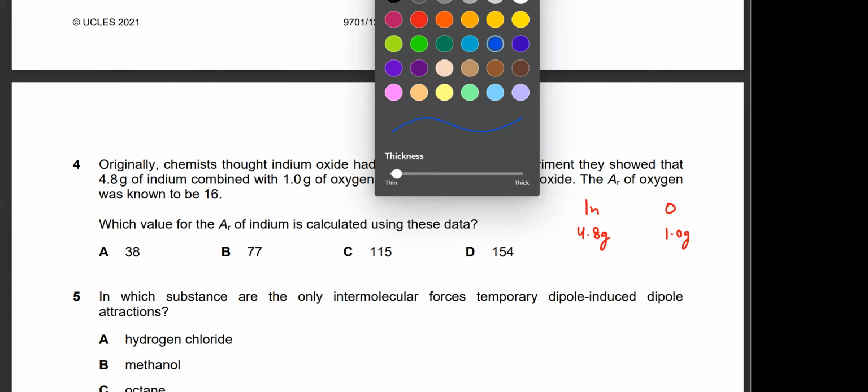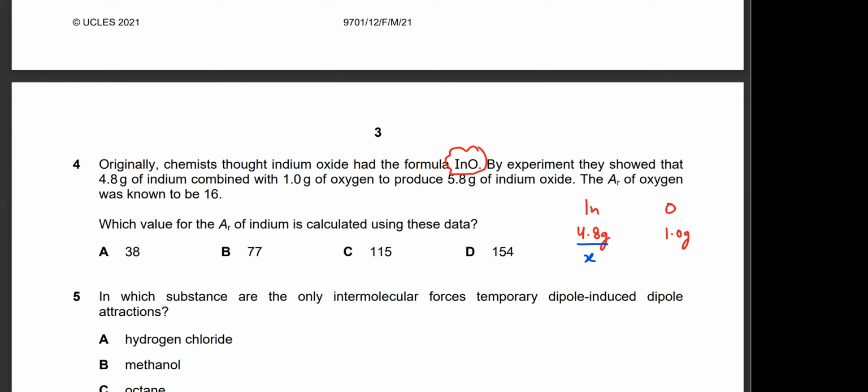Okay, so what's the first step? You divide by the AR. The AR of indium, we have no idea. Oxygen is 16. Then their ratio should come out to be the ratio of their moles, mass divided by MR. Okay? I find the moles of indium, I find the moles of oxygen. Once I find those moles, what should their ratio come out to be? It should come out to be 1:1, right? So if I cross multiply, the ratio should come out to be 1:1. I know the answer.